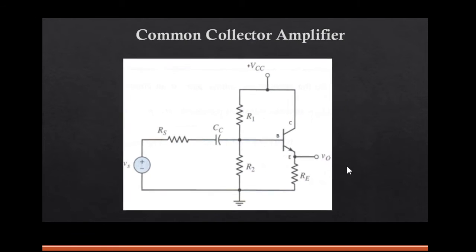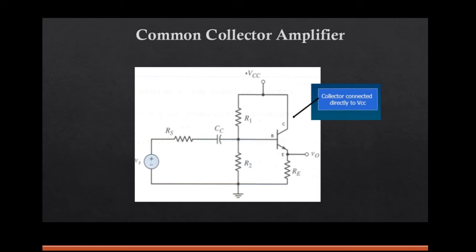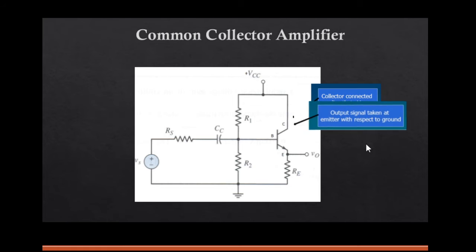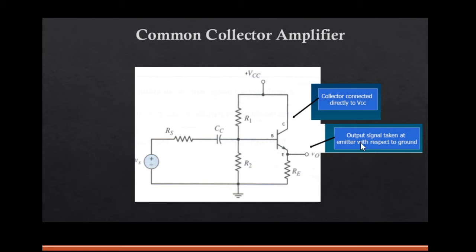Now when you look at the circuit, you could see the collector is connected directly to Vcc, and the output signal is taken at the emitter with respect to ground. Since the output voltage follows the emitter terminal, this common collector is also known as the emitter follower circuit.